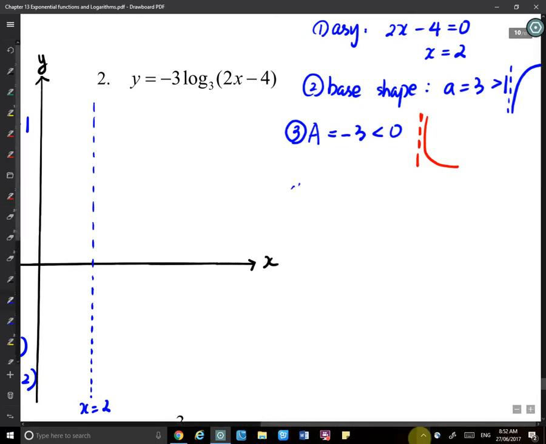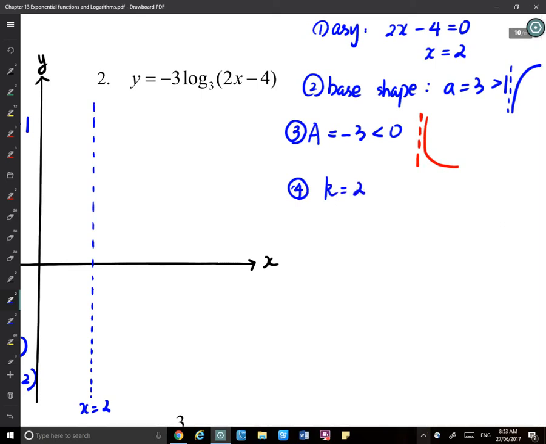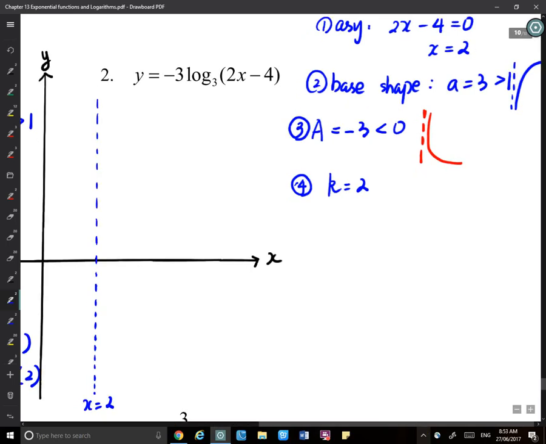Number 4, k value. k equals to 2. k is the coefficient of x. And there's no reflection, so the graph stays at the previous stage.